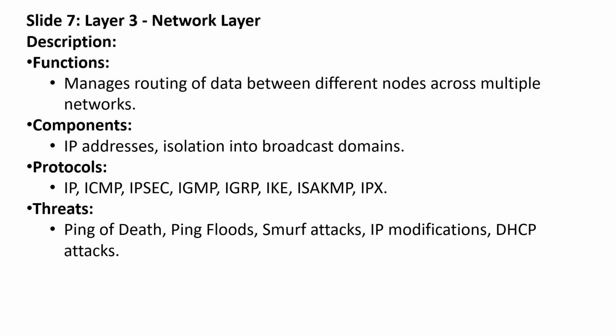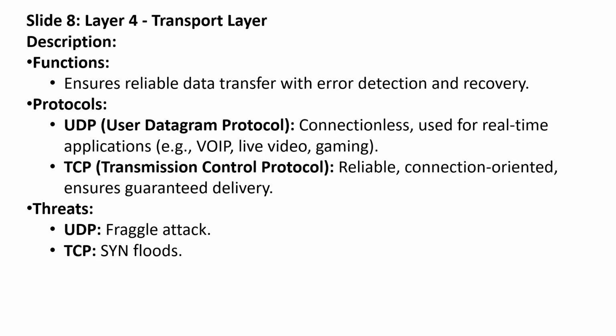Layer 3, the network layer. The function of layer 3 is to manage the routing of data between different nodes across multiple networks. Components: IP addresses, isolation into broadcast domains. Protocols: IP, ICMP, IPsec, IGMP, IGRP, IKE, ISAKMP, IPX. Threats include ping of death, ping floods, Smurf attacks, IP modifications, DHCP attacks.